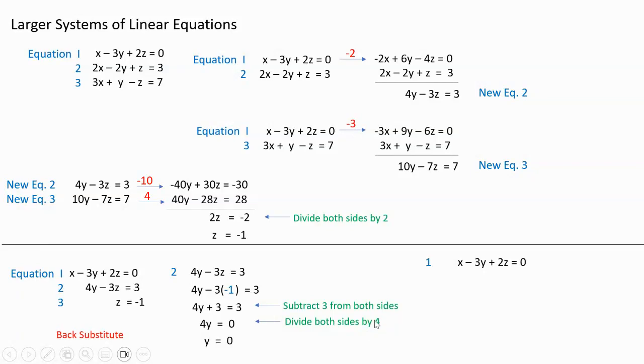Now we're going to go to equation 1. I have the values for y and z, right? Which is 0 and negative 1. So now I'm going to plug in the 0 for the y and the negative 1 for the z. After I simplify, I get x minus 2 equals 0. We're going to add 2 to both sides. So x equals 2. I solved the system. The solution is 2 for the x, 0 for the y, and negative 1 for z. That's my solution.